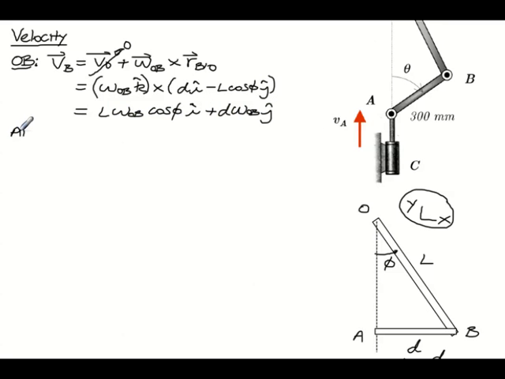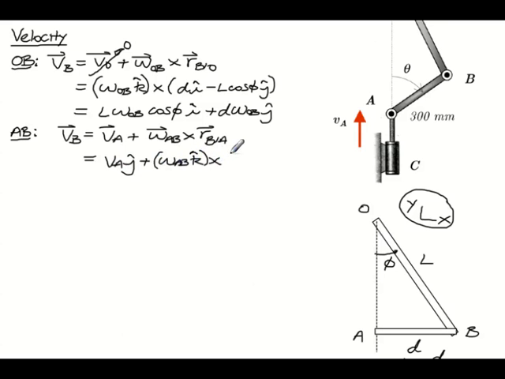For link AB, I'll do the same thing, except here I will relate the velocity of B back to the known velocity of A. We know A is moving in the y direction, so it's VA j. We know VA. Omega AB we don't know. I'm going to assume it's plus k and let math tell me if I'm right or not. And going from A to B, that's a positive d i. So in the end, when I cross through and combine terms, I get VA plus d omega AB in the j.